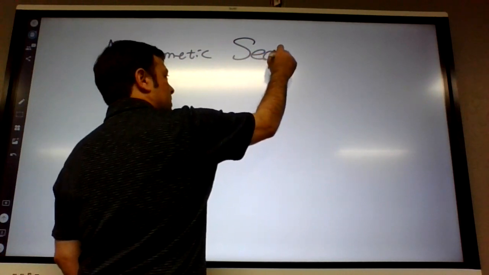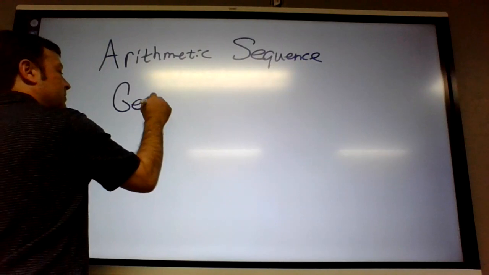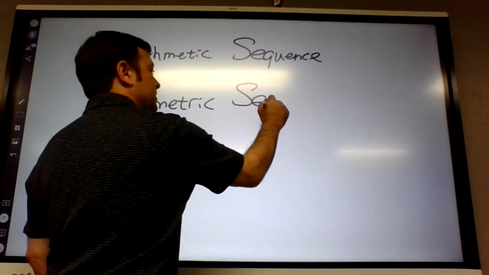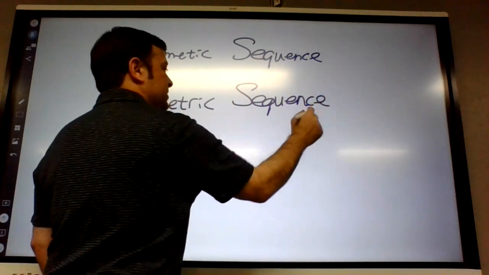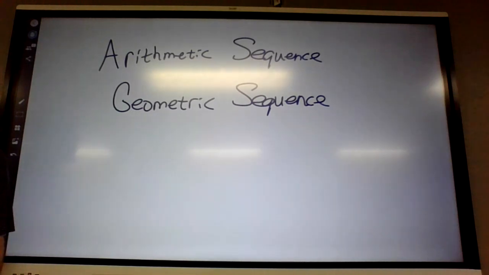Today, guess what we're doing? Geometric. It's called a geometric sequence. A geometric sequence, which means guess what? It's not the same. Multiplying the same number over and over again.